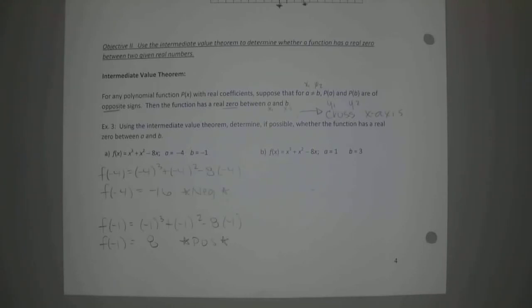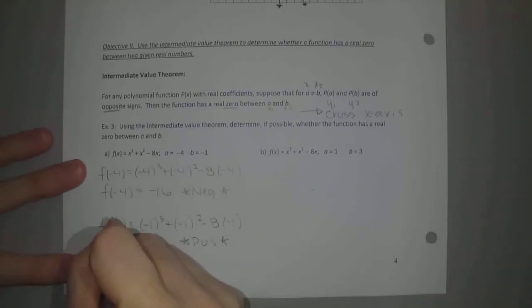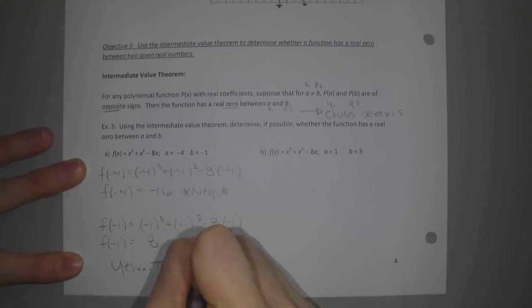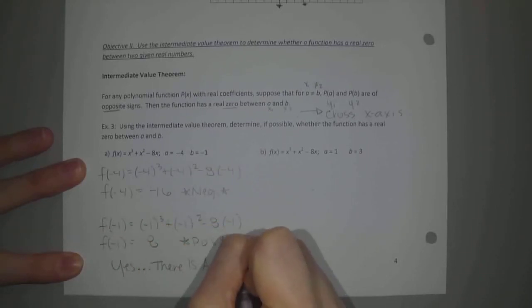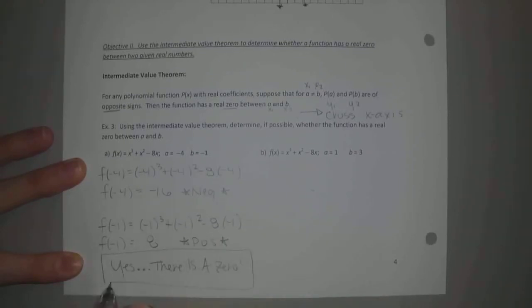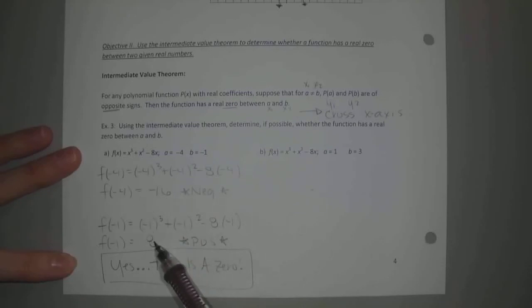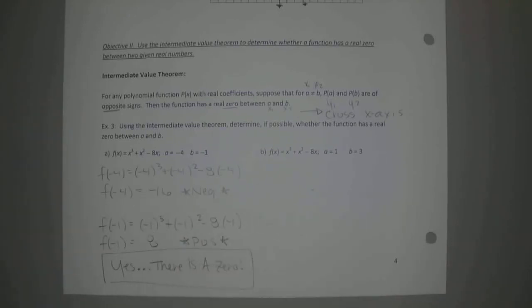Do we know what it is? No, we just know it's some value between -4 and -1. We're not sure where it crosses, but yes, there is a 0. So since they have opposite signs, it means to go from -16 to +8, I had to cross the x-axis at some point, okay? Do we know what the 0 is? No, but we know the 0 is somewhere between -4 and -1.